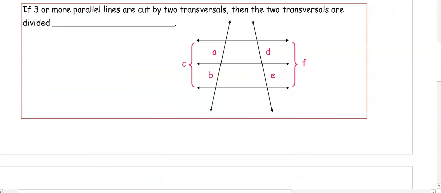If 3 or more parallel lines are cut by 2 transversals, then those two transversals are divided proportionally. Now, there's a couple of different proportions we can set up. We can do side splitter, so we can say AB over BC is equal to D over E, or we can do a piece and the whole length. So we could also do AB over AC is equal to D over F, or BC over AC is equal to E over F. It's just going to depend on what variables and numbers you have there to solve.